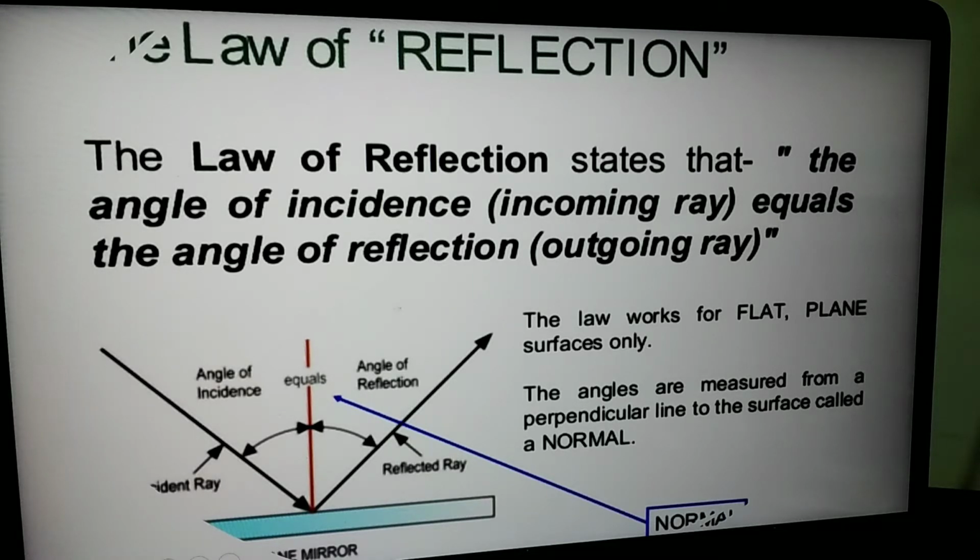The incident ray and the reflected ray are on either side of the normal at the point of incidence, on the same plane. The angle made by the incident ray with the normal is called the angle of incidence and it is designated by small i, and the angle made by the reflected ray with the normal is called the angle of reflection and it is designated by small r. Angle i is equal to angle r.